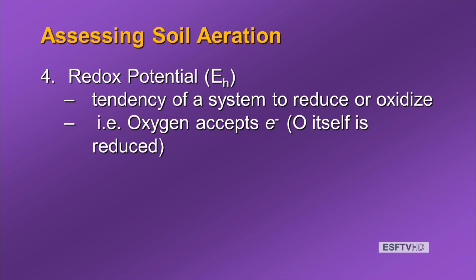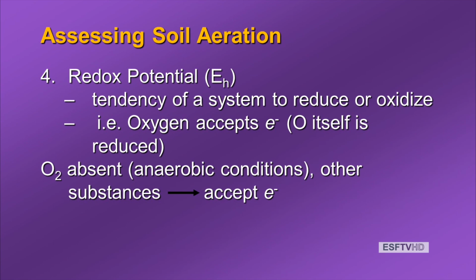Oxygen accepts electrons, and oxygen is becoming reduced. So when this occurs, we can measure the change in voltage, we can measure this potential, and describe that as a tendency to reduce or oxidize. What's the reaction? O2 present, O2 absent. So when O2 is around, the system will oxidize. There is plenty of oxygen. Oxygen happily accepts electrons.